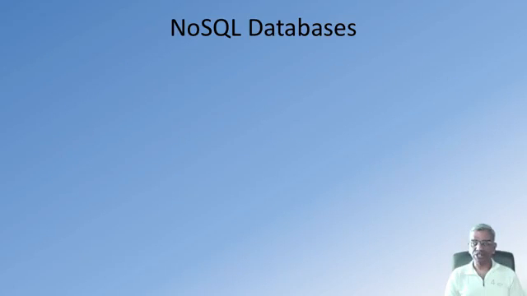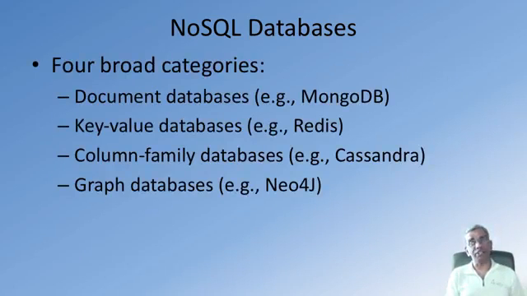The NoSQL databases themselves can be classified into 4 different categories. We have document-based databases like MongoDB. We have the simpler key-value-based databases like Redis, column family-based databases like Cassandra, and then the newer graph databases like Neo4j. And indeed, there are more now in the market than these examples that I have given. But of course, in this course, we will be concentrating primarily on document-based databases, MongoDB in particular. So I will review more about MongoDB in the rest of this lecture.